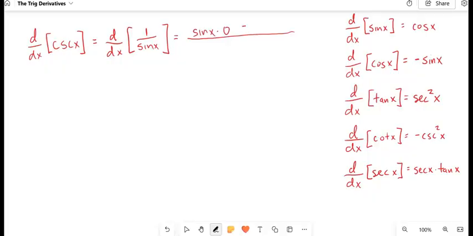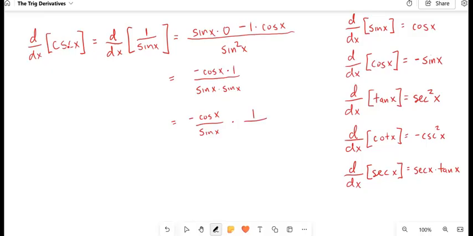All right, then cosecant is 1 over sine, so bottom times the derivative of the top, again, is 0, minus the top times the derivative of the bottom. Derivative of sine is positive cosine, all over the bottom squared. We're going to do the same thing that we did before. We're going to say this is negative cosine over sine times sine, and then I'll put a 1 up there with the cosine. So I have a negative cosine over sine and a positive 1 over sine.